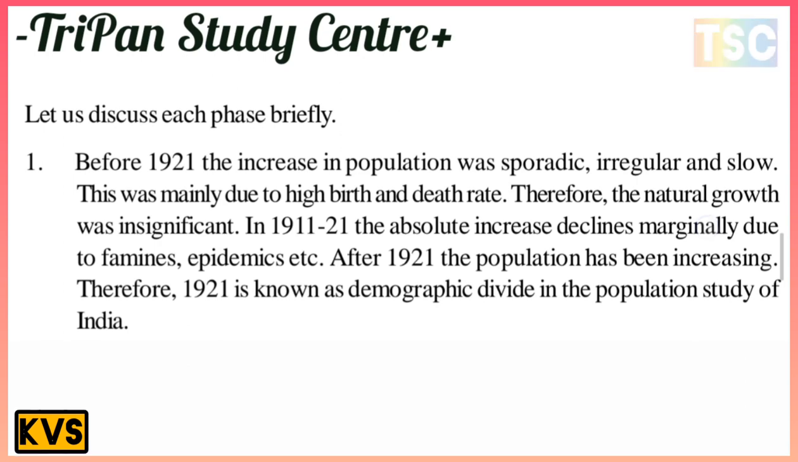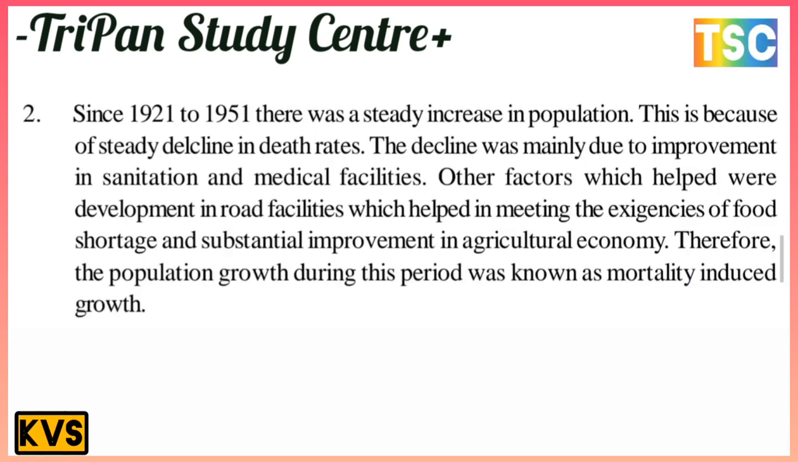Second, from 1921 to 1951, there was a steady increase in the population, because of a steady decline in the death rate. The decline was mainly due to improvement in sanitation and medical facilities. Other factors were the development of road facilities, which helped in meeting food shortages, and substantial improvement in agricultural economics. Therefore, the population growth during this period was known as mortality induced growth.